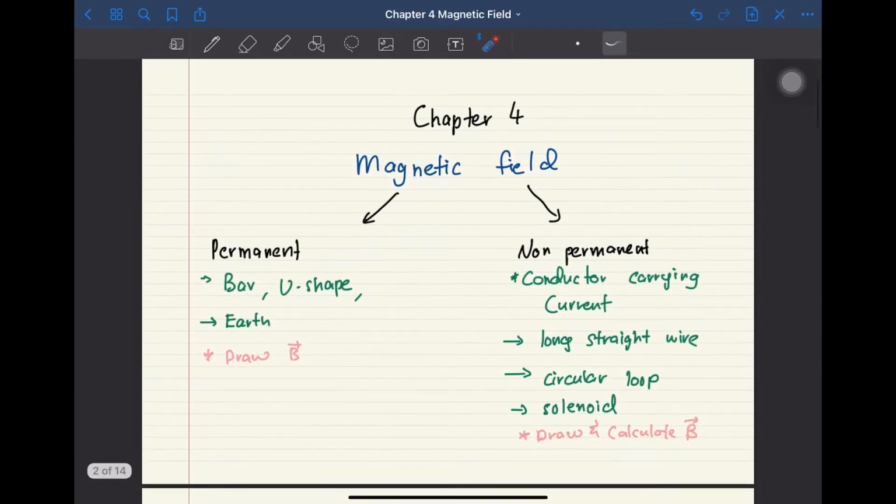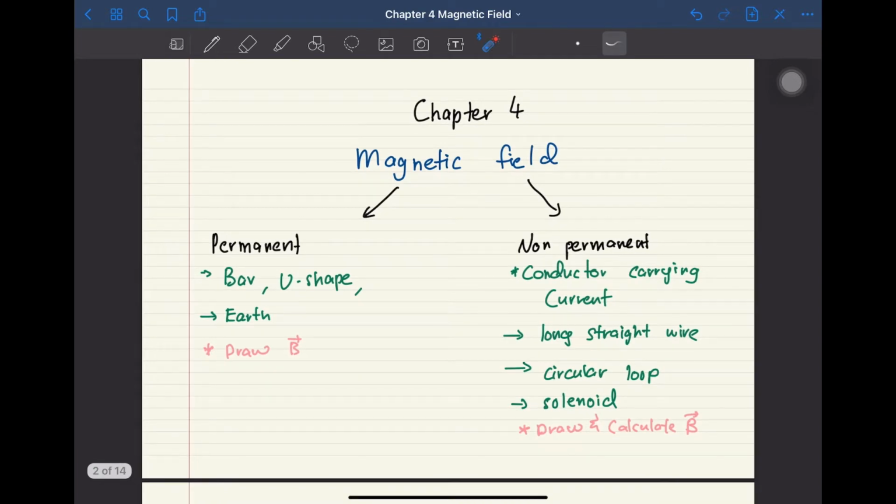So magnetic field, as you know, you have two types of magnet. One is permanent magnet, another one is non-permanent magnet. Examples of permanent magnets are the bar shape magnet, the U shape, and then the earth magnetic field. Make sure you know how to draw all these three. You can always refer to your lecture notes, or you can refer to the internet.